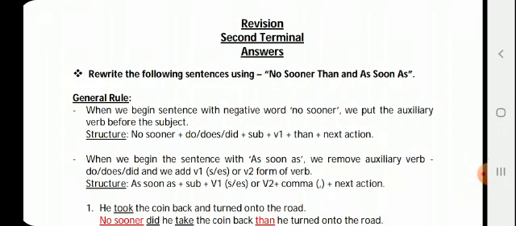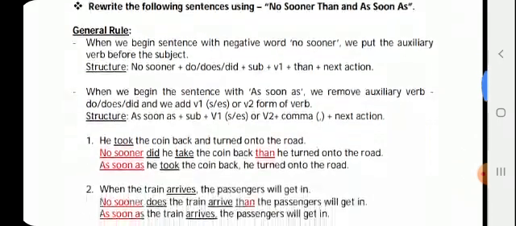Let's look at its structure. First, we will add no sooner. Then we will have do, does, or did depending on the verb given in the question. Then we will have our subject. Then the verb will be converted into V1, present form. And then we will add the compulsory word than. And then we will have our next action.